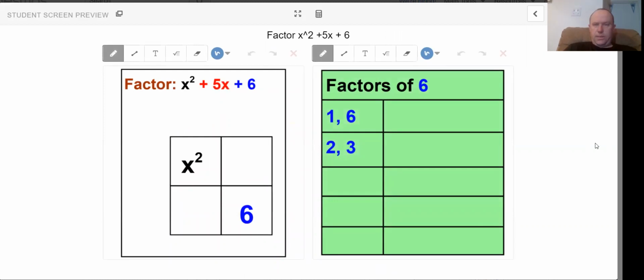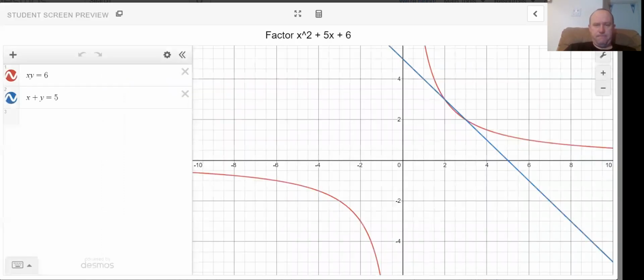All right, so let's take a look at this question here. x squared plus 5x plus 6. So I can see that it's 2 and 3. So I can fill in 2x and 3x here, and I would have (x + 2)(x + 3).